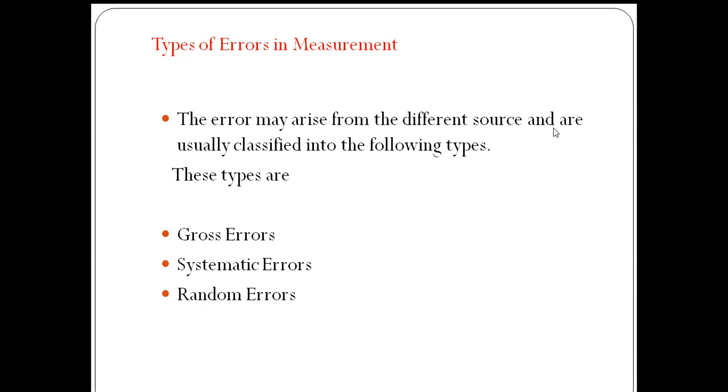Like, instead of placing the equipment in a vertical manner, the person places it in a horizontal manner. Those errors which are occurring are called gross errors. Gross errors, and similarly, systematic errors. Systematic errors can be due to not operating the equipment in a proper manner.